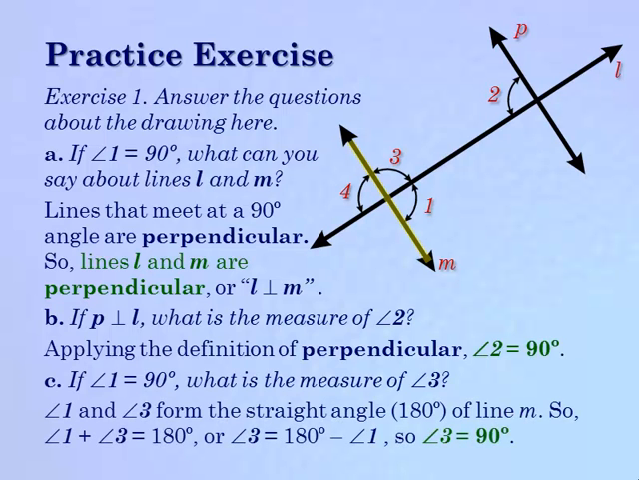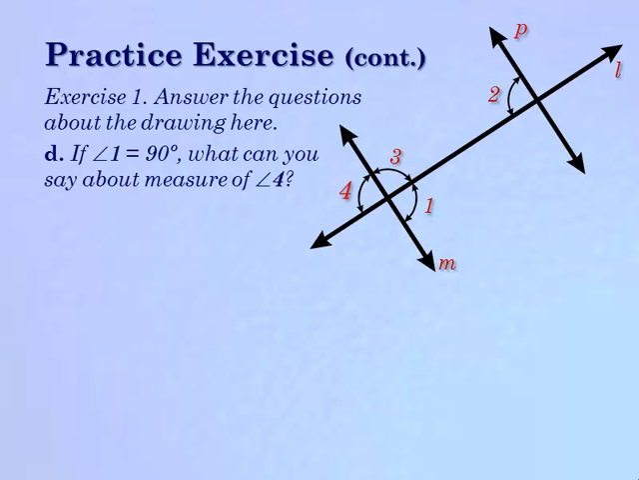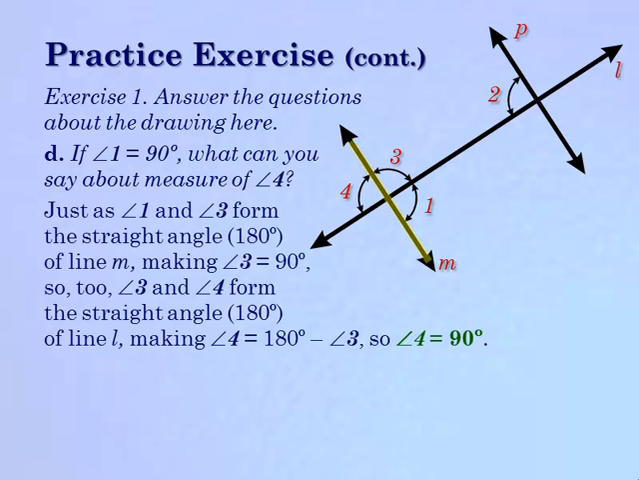If angle 1 were 90 degrees, what can we say about the measure of angle 4? There's a couple ways to answer this. One of them is that if we know that angle 1, 3, and 4 form a straight angle with line M, making a straight angle with 90 degrees, well then angle 3 and 4 must also form a straight angle. So we can say that angle 4 must be 180 degrees minus angle 3. So angle 4 must be 90 degrees.